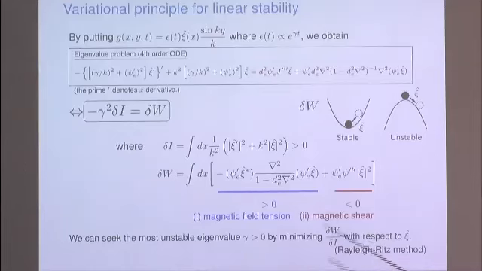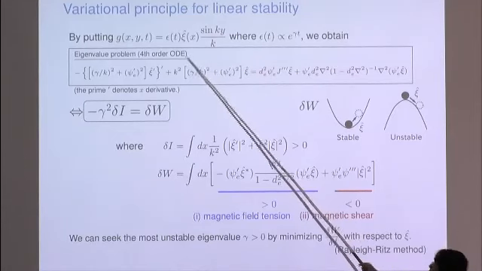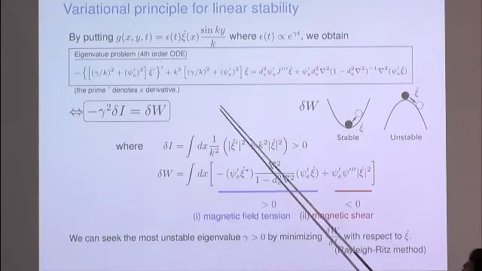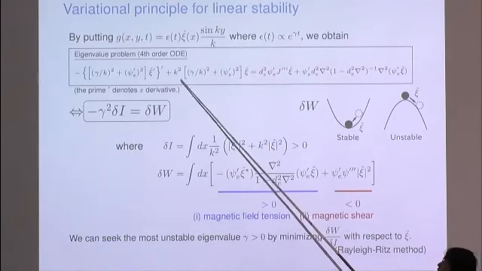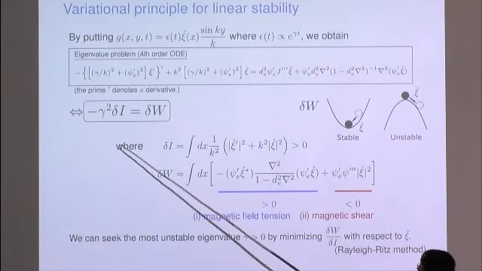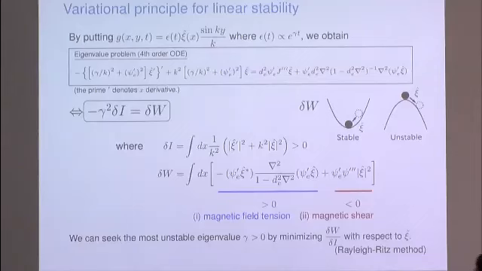And by assuming the separation of variables like this, which is a very standard linear theory, we can derive the eigenvalue problem, which is essentially a fourth order ordinary differential equation. It is very difficult to solve this directly, but owing to the existence of a variational principle, we can rewrite this equation into a symmetric quadratic form like this.